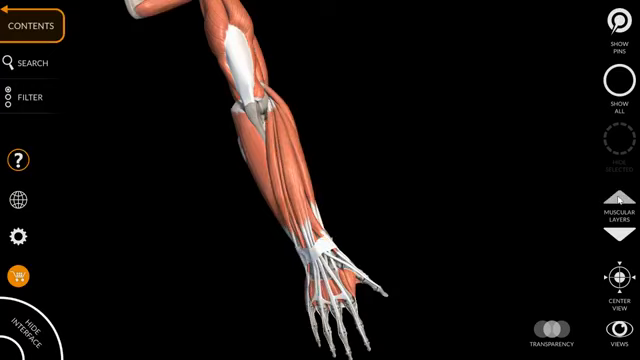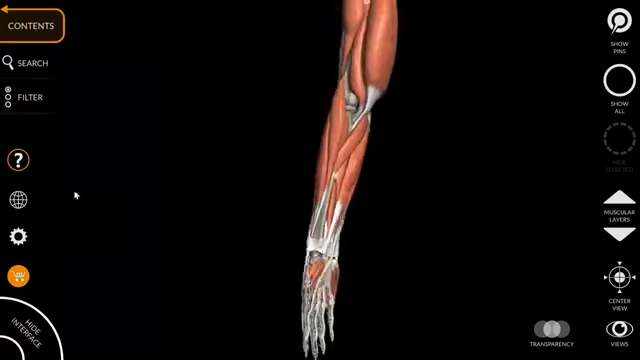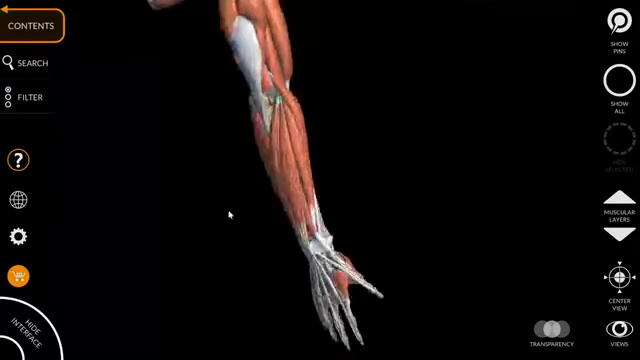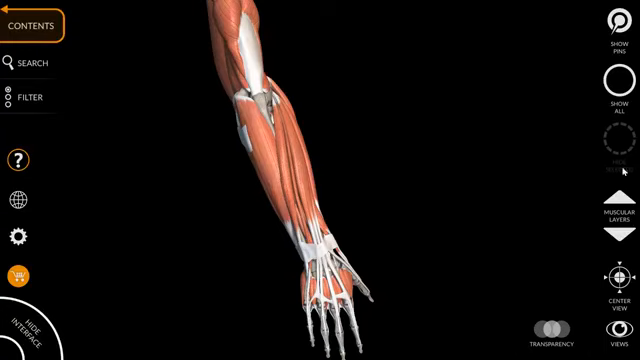So this is the whole thing you see as a model. Fine, you can have a look again. Like this. I hope you have understood the layers, the posterior compartment and the lateral compartment of the forearm.